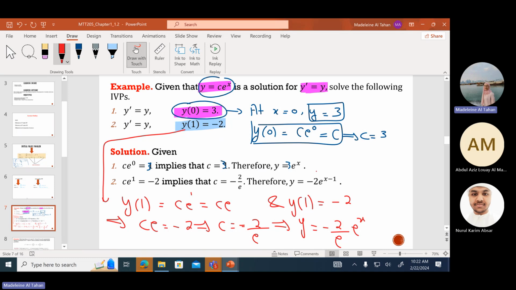The final answer is minus 2 over e times e^x. Yes, you can write it in this way and you can keep it in this way. Both of them are acceptable. Is the e gone? No, e^x. One of them is e^x and one of them is e. So we cannot remove them together. Yes. Do we have any questions? Any questions?